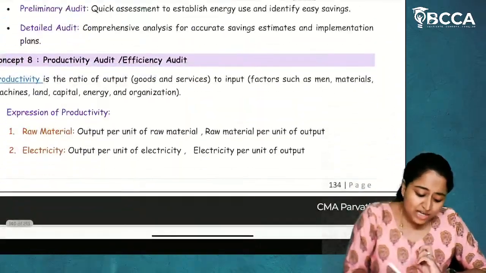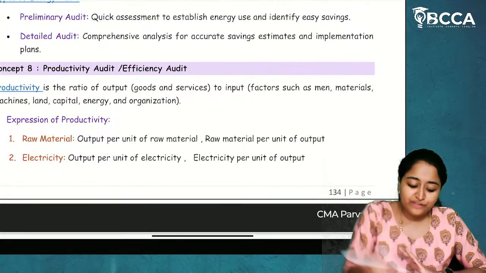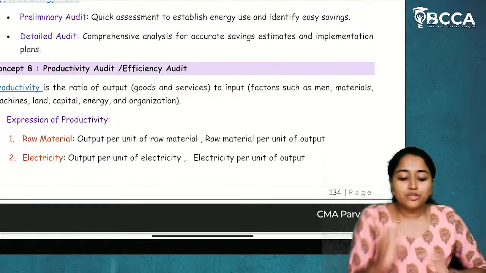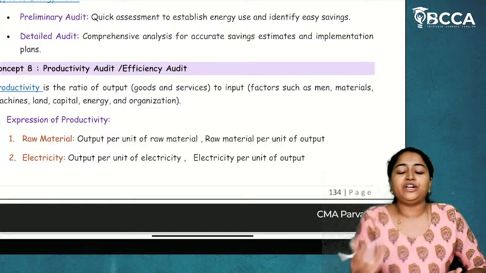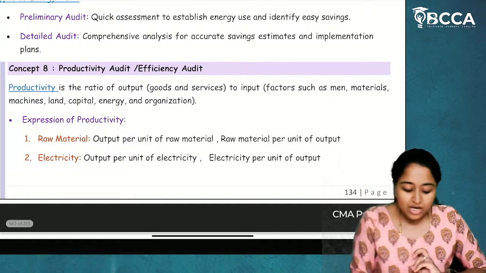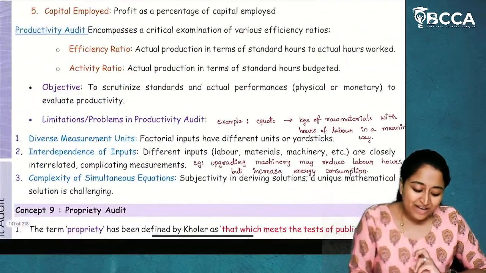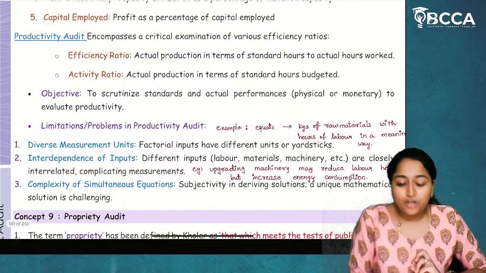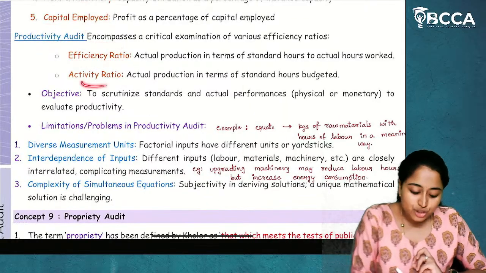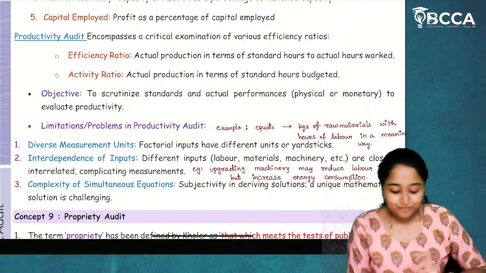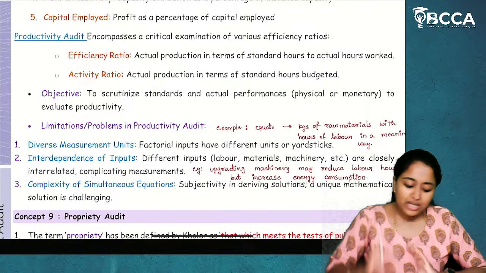So these are the different ways. We have different elements in production, so for different elements, we have different ways of expressing it. Regarding this, you will do the evaluation. Then for this productivity audit, you can also use the efficiency ratio and activity ratio. So based on this also you will do the audit.